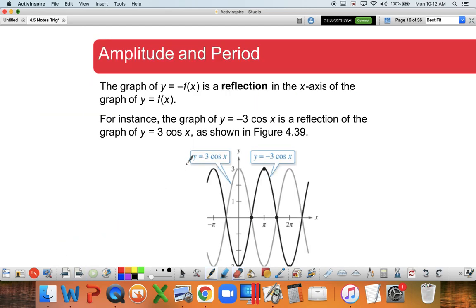So if I tack on a negative on the front, right, here's our cosine curve in the light gray, and then in the dark black, we have -3 cosine. All I'm really doing is taking each of those points and reflecting them over the x-axis.